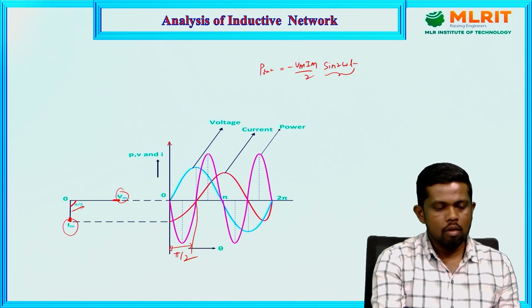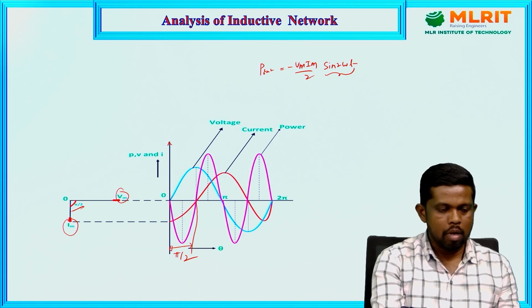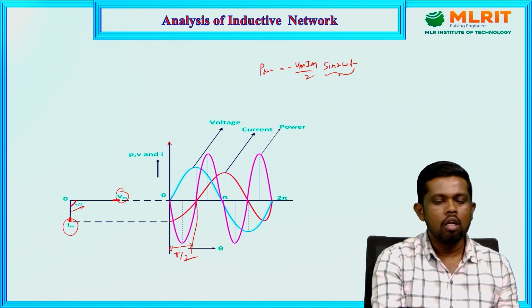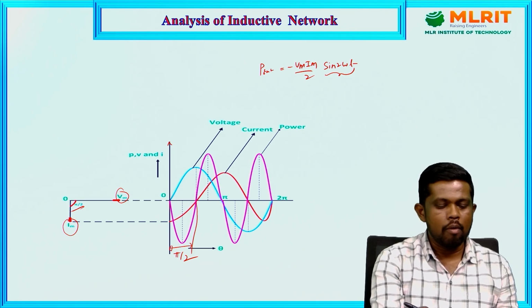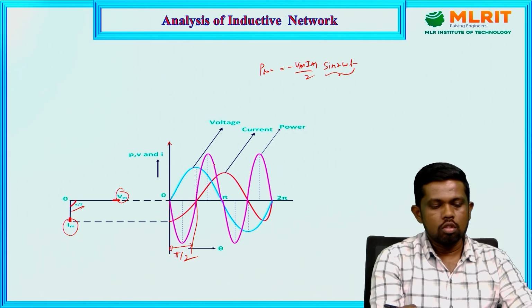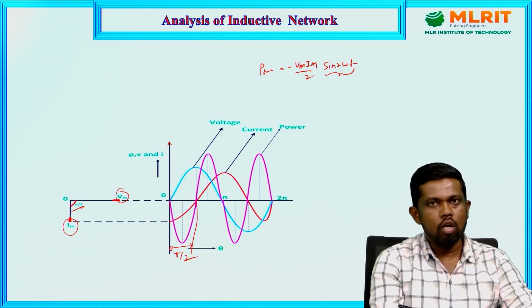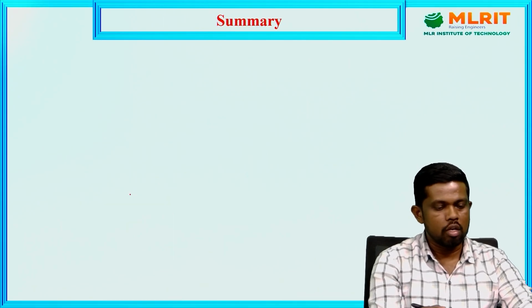For any parameter, be it voltage or current, with a sine or cosine function of any frequency, the average value becomes 0. Based on that, the power taken by the inductor becomes 0. So this is the power, voltage and current waveform of the inductor, and also the phasor representation.